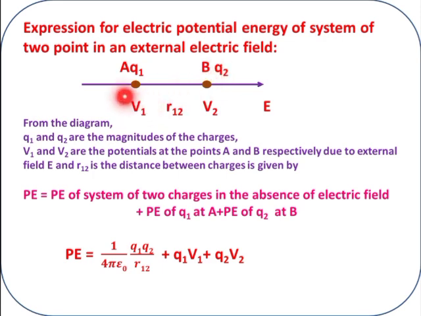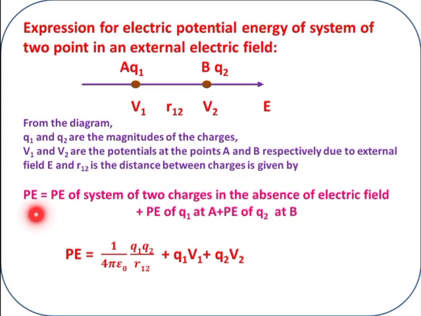And this is the direction of the electric field. We know that these are positive charges, so we show the outward direction. Q1 and Q2 are the magnitudes of the charges. V1 and V2 are the potentials at the points A and B respectively due to the external field E, and R12 is the distance between the charges.